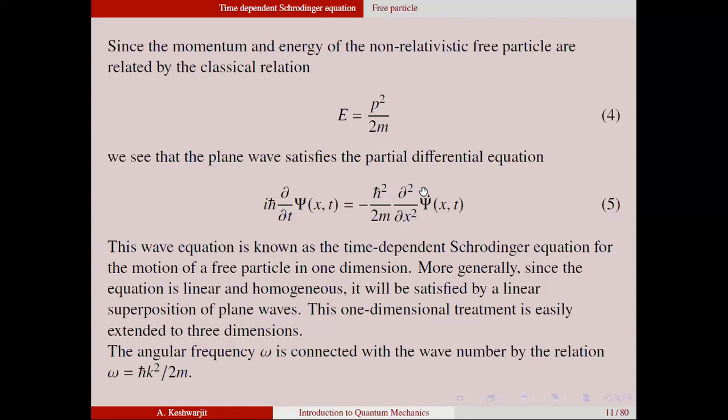So if I repeat, if a differential equation is linear and homogeneous, since this is a second order partial differential equation, it has many solutions, and the general solution will be a linear combination of them. If an equation is linear and homogeneous, its general solution will be a linear superposition of its many possible solutions.